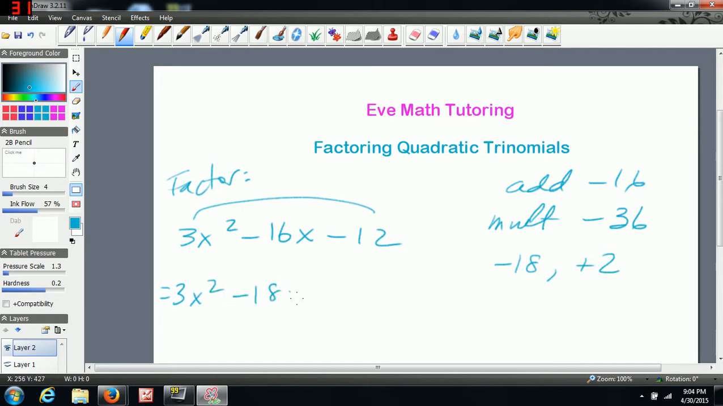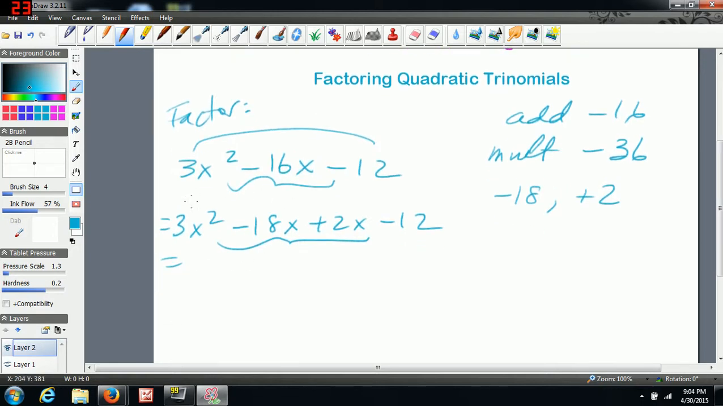So I'm going to go minus 18x plus 2x minus 12. So I replace this with those two. And then at that point, I see what's common here. So from there, I could take out an x. I'm left with 3x minus 18. And now something is not adding up here. 18 divided by 3. Actually, no, we could take out more than that.